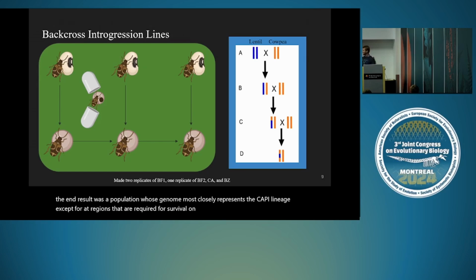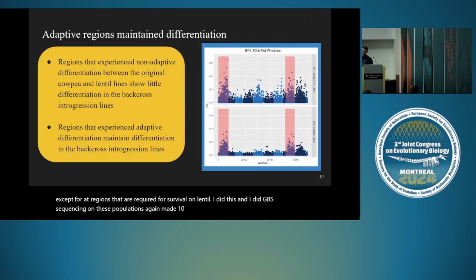I did this, and I did GBS sequencing on these populations, again made 10 kilobase FST windows, and here's our first example. Just to explain, these are 2 FST plots. This plot is FST between the original parental lines, the cowpea and lentil. This plot is FST between the cowpea and the introgression lines.